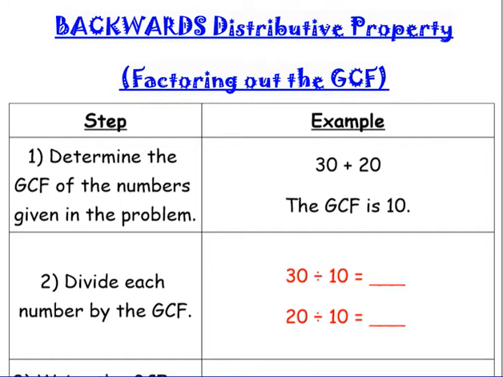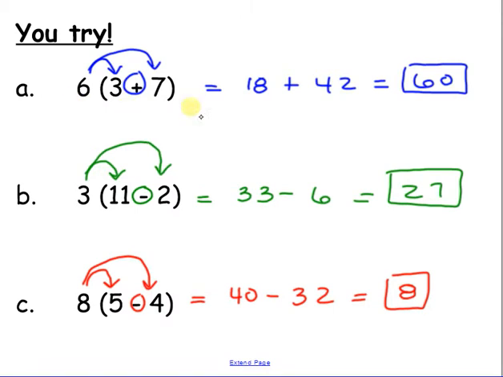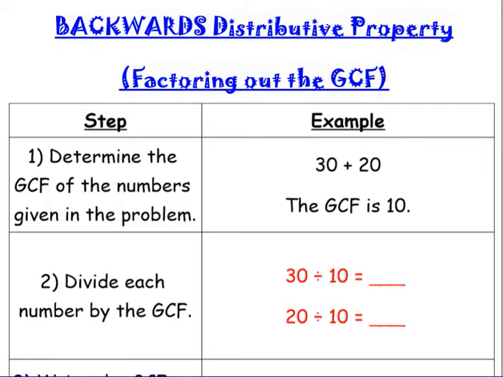Now we're going to move into backwards distributive property. It's just slightly more complicated, but it's not anything too crazy, all right? So with forwards distributive property, we end up with an answer. With backwards distributive property, we're actually going to end up with something that looks like this right here, okay? Because we're working backwards from an answer.